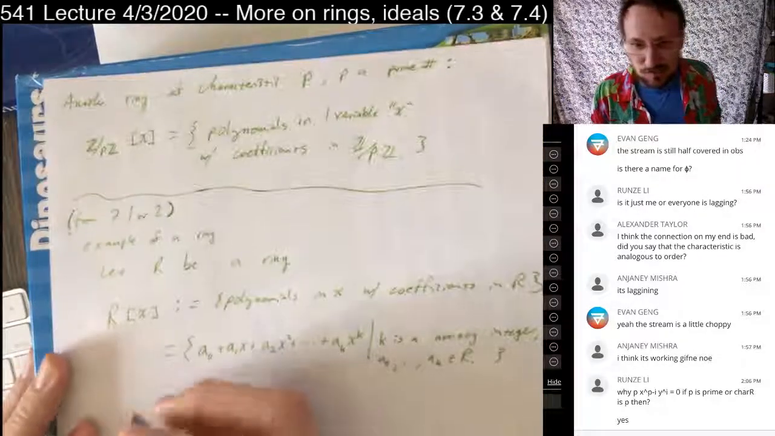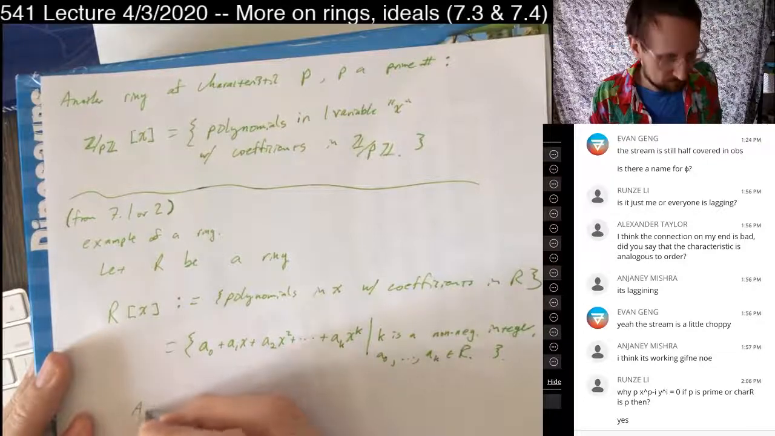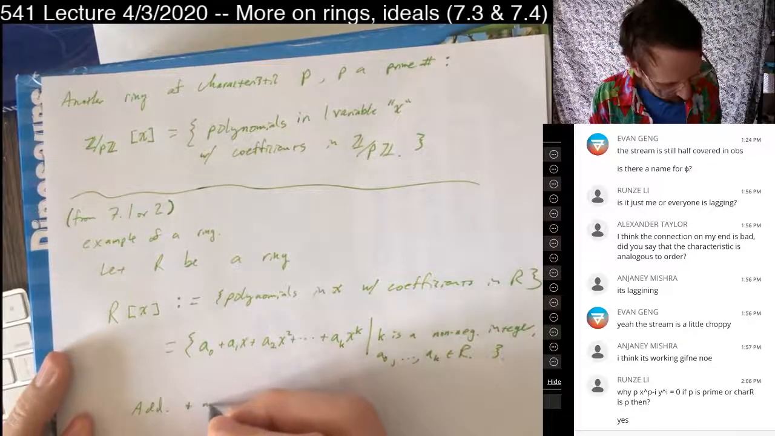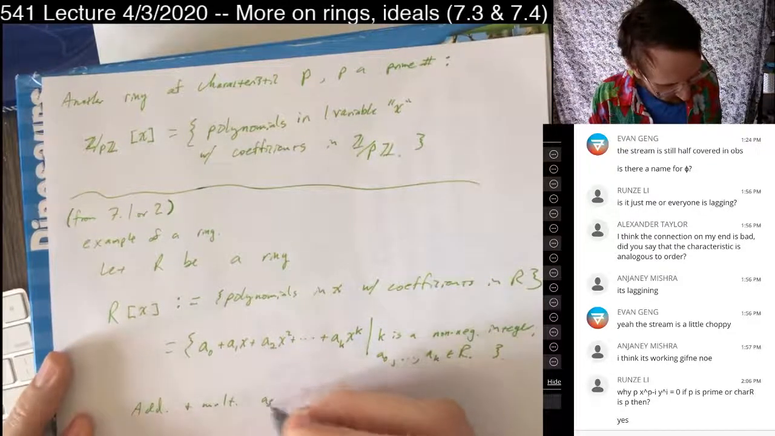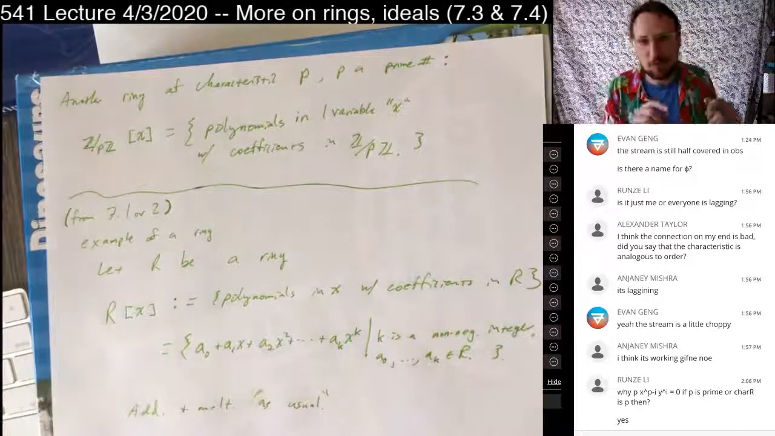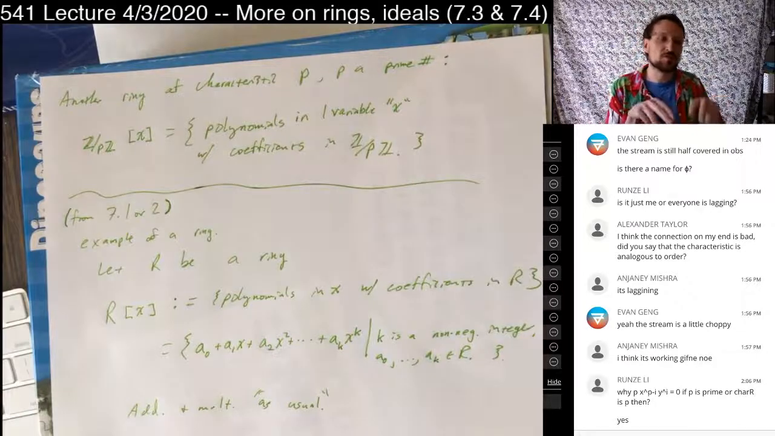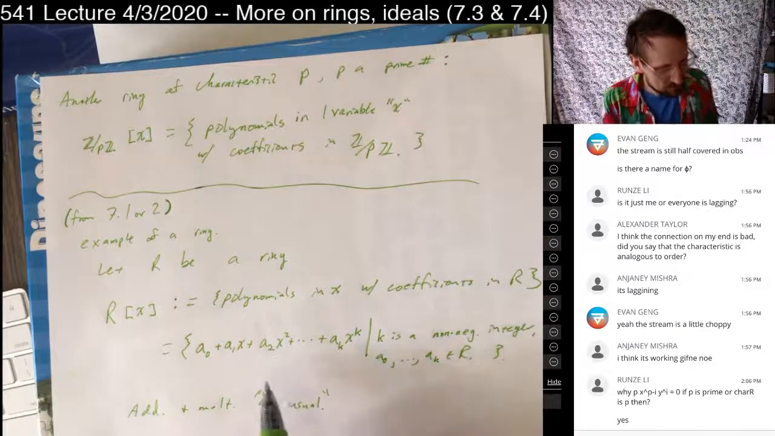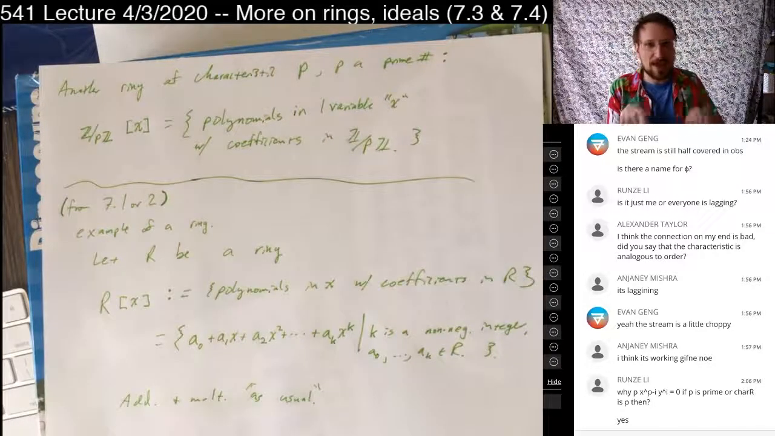And the addition and multiplication as usual, meaning you know how to add two polynomials and you know how to multiply two polynomials, so you just do that. And when you add two polynomials, you just add the corresponding coefficients. So that addition takes place in R for the coefficients.